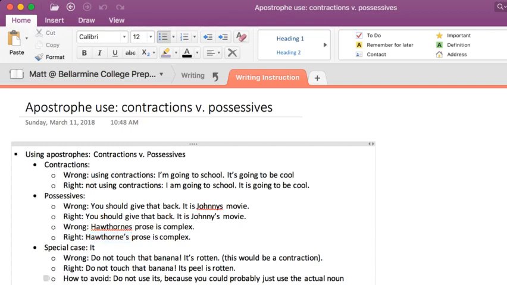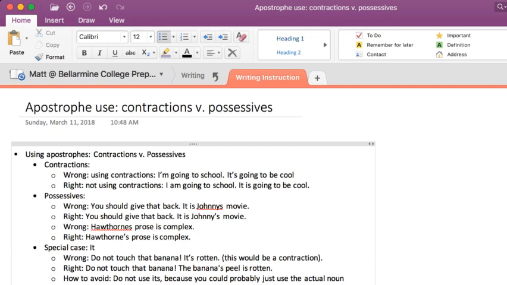So how do you avoid this problem of it being hard to memorize? Well, you could just memorize how to do it. But if you really want an easy tip, don't use its. Because you could probably just use the actual noun. Okay? You could probably just use the banana's peel is rotten. And then you don't have to worry about that special case of its.